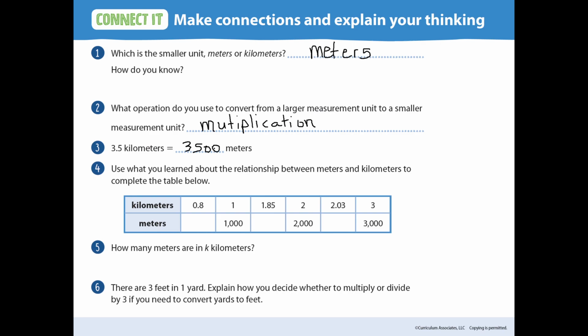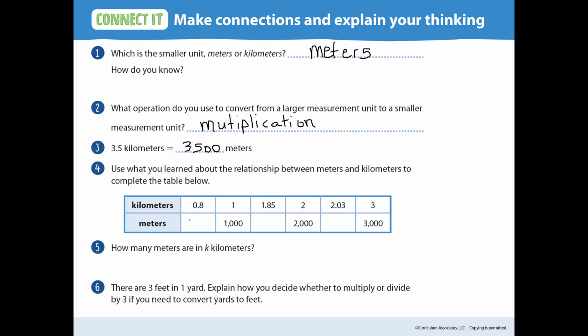Number 4, use what you learned about the relationship between meters and kilometers to complete the table below. So we know that to convert from kilometers to meters, we multiply by 1,000. So go ahead and pause your video. Make sure you fill in all of these squares. And then when you press play again, we'll have the squares all filled out.